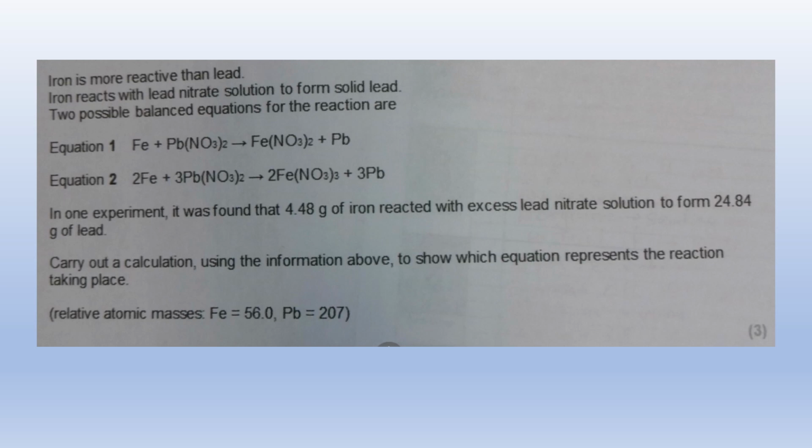In one experiment, it was found that 4.48 grams of iron reacted with excess lead nitrate to form 24.84 grams of lead. Okay, that's all going to be important information, so I'm underlining it. Remember our bugs: box, underline, glance, and scribble. Carry out a calculation, so there's our command. We're going to have to do some maths here using the information above to show which equation represents the reaction taking place. It gives us some relative atomic masses that are going to be helpful to us.